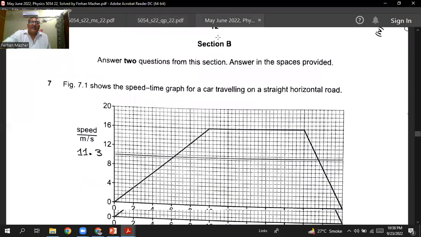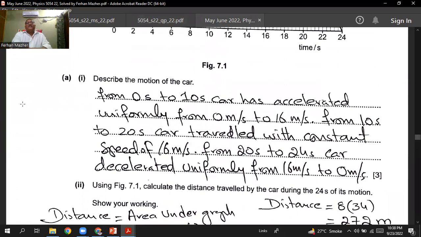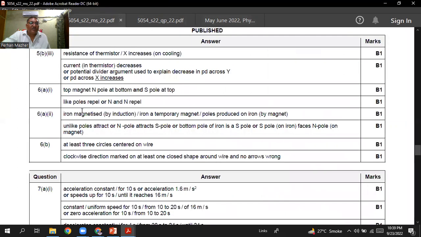And here we go. Let me show you my written answer. From 0 seconds to 10 seconds, the car has accelerated uniformly from 0 meters per second to 16 meters per second. From 10 seconds to 20 seconds, the car traveled with a constant speed of 16 meters per second. From 20 seconds to 24 seconds, the car decelerated uniformly from 16 meters per second to 0 meters per second. So it's a 3 marks question. Let me show you the marking scheme.